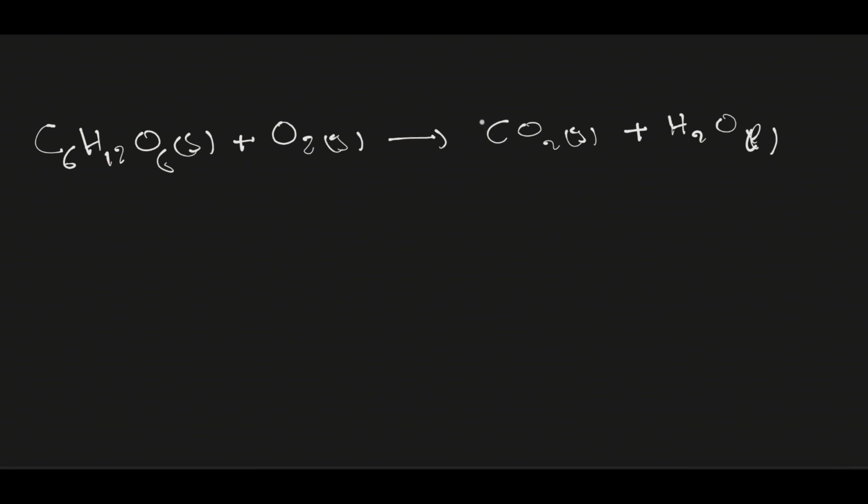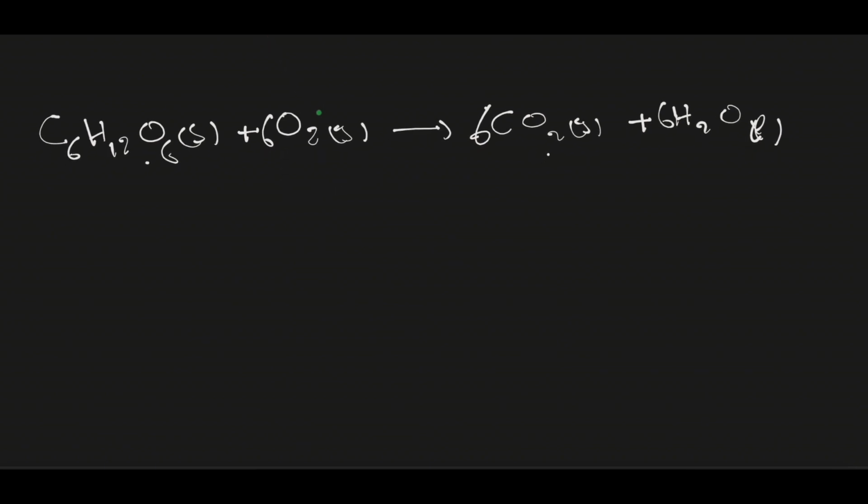Now we have to balance this equation. Here we have 6 carbon, and also we have 12 hydrogen, so we multiply by 6, and here we have 12 oxygen plus 6, which means we have 18 oxygen. Now we have to add here 12 oxygen to the 6 to have at the end 18 oxygens. Now the equation is balanced.